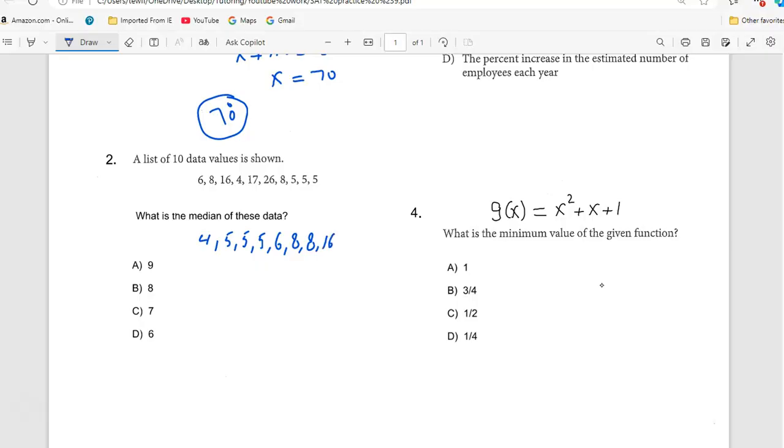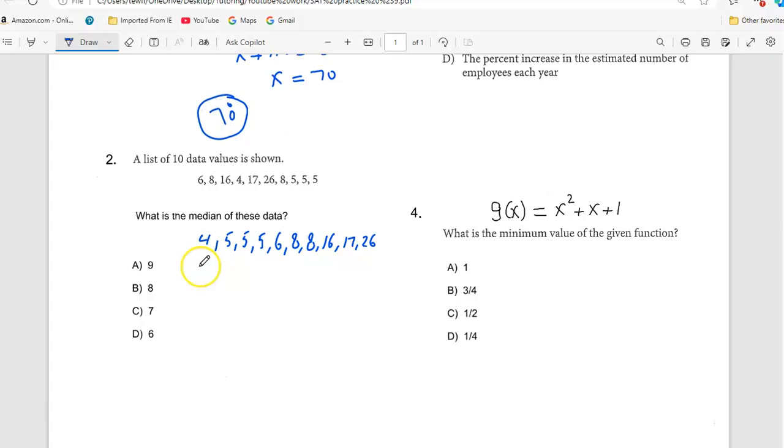And do we have anything after 16? Yes, we have a 17. And after that we have 26. 17, 26. Make sure you put all the numbers. Is this 10 now? 1, 2, 3, 4, 5, 6, 7, 8, 9, 10. Correct. So we didn't miss anything.